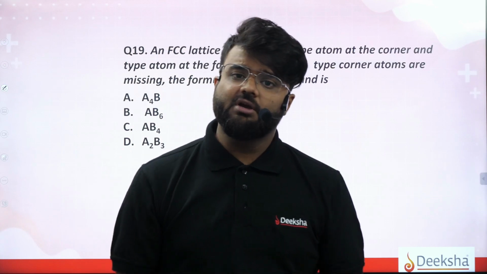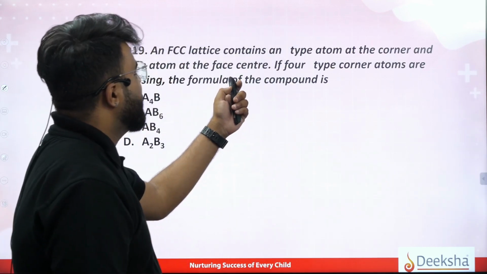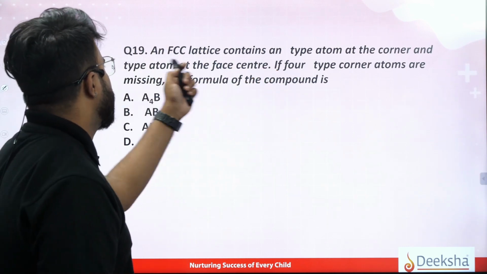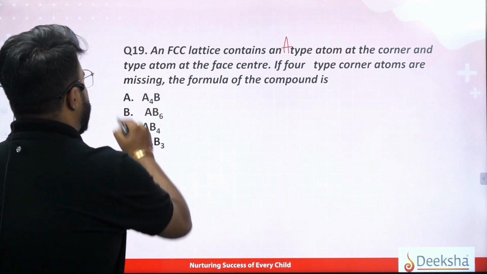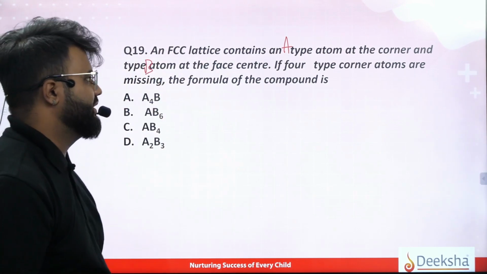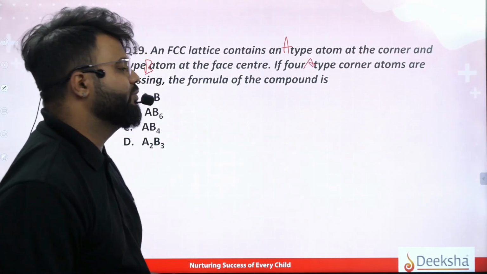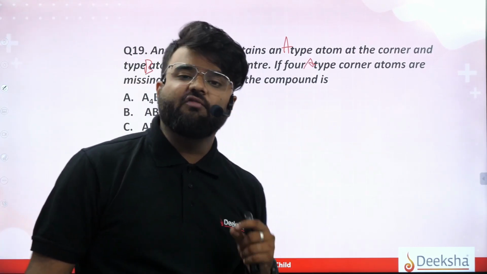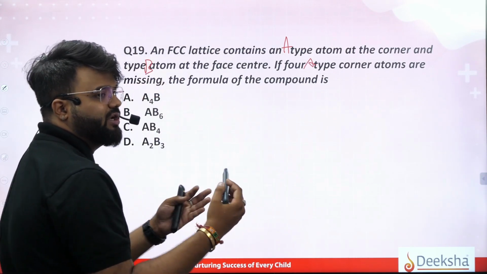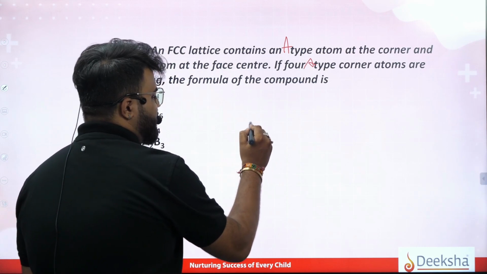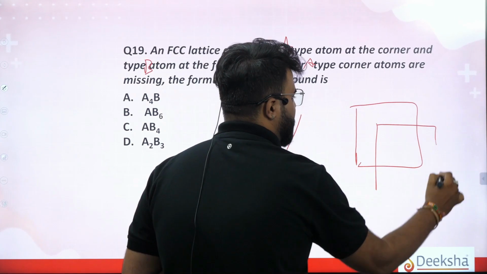Coming back to question number 19, an FCC lattice contains type A atoms in the corners and type B atoms in the face centers. If 4 A-type corner atoms are missing, the formula of the compound is? What formula will it be? Simply, the remaining 4 corners are constituted by A, then it is 4 into half. See here, this is the FCC lattice.